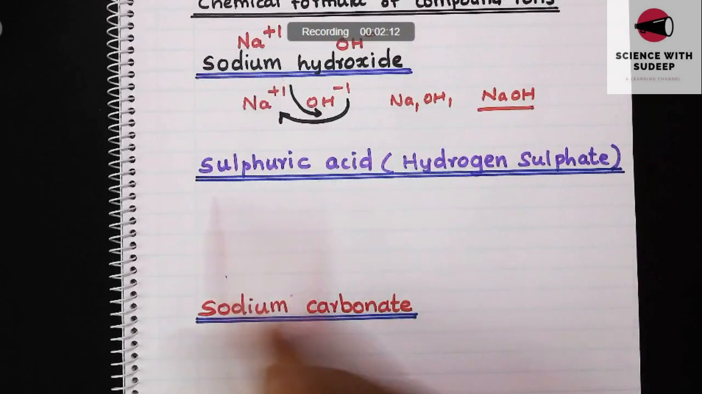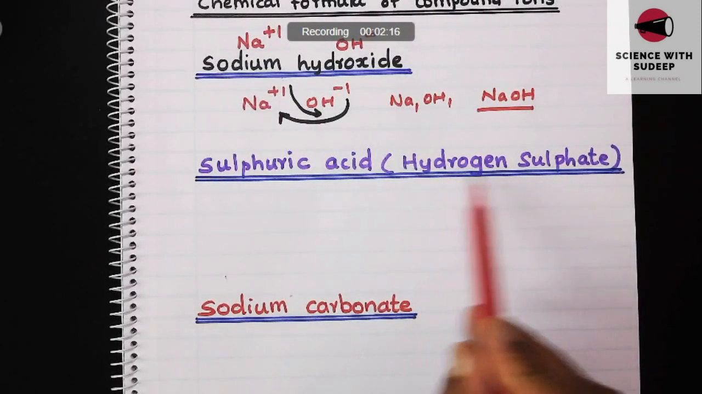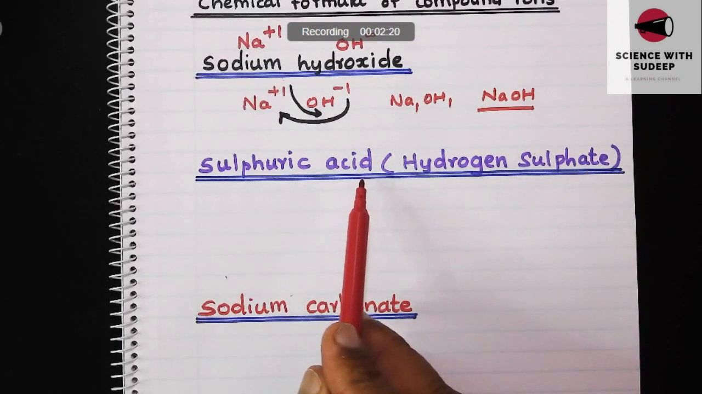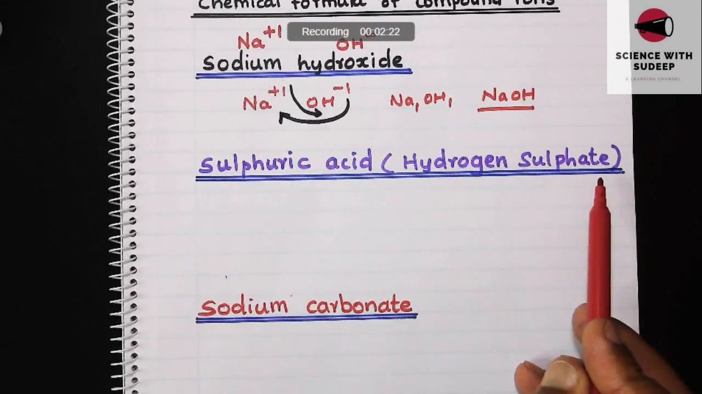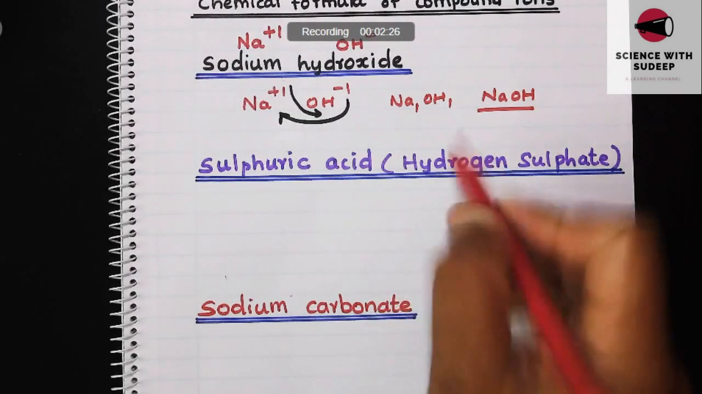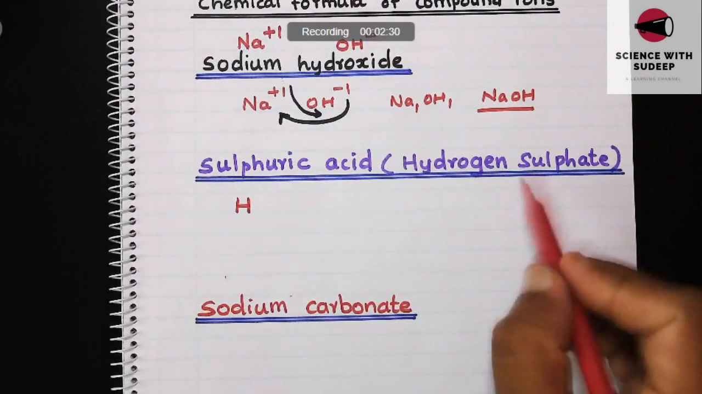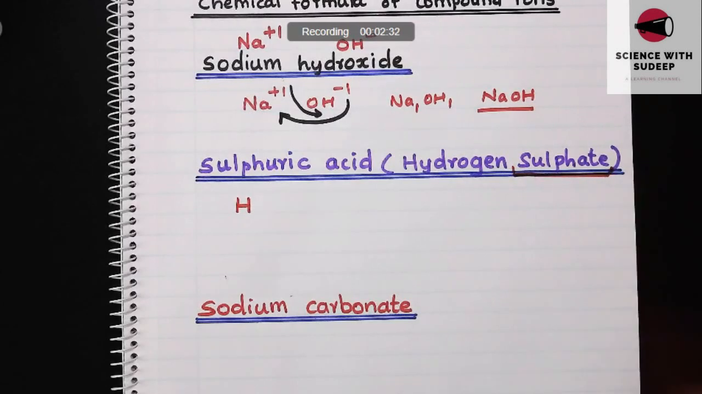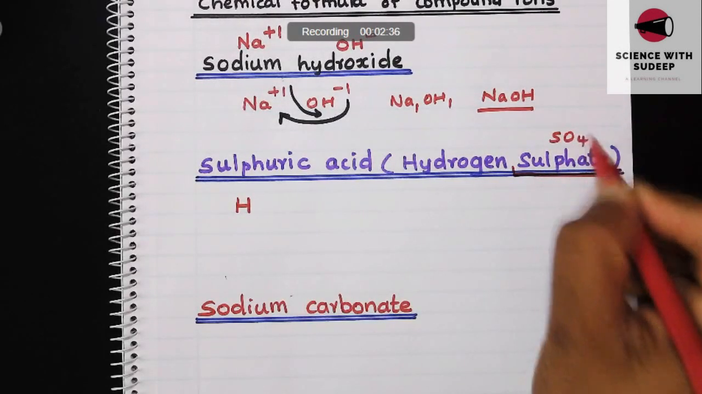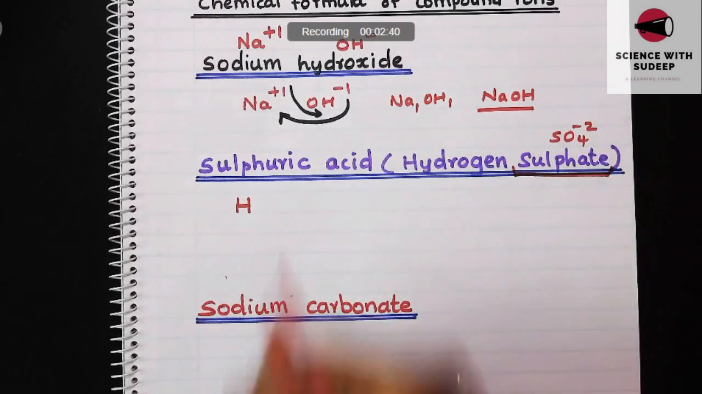Another example is sulfuric acid. Sulfuric acid's scientific chemical name is hydrogen sulfate. Sulfuric acid is a common name. Hydrogen sulfate is the chemical name. So here you can see that hydrogen is an element, and H stands for hydrogen. Sulfate is a compound ion. The sulfate compound ion is SO4 2 minus. So its valency is -2.